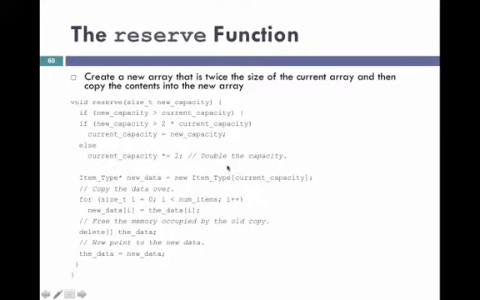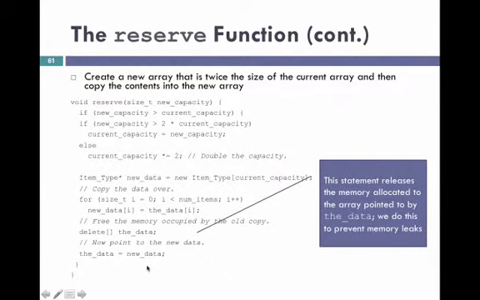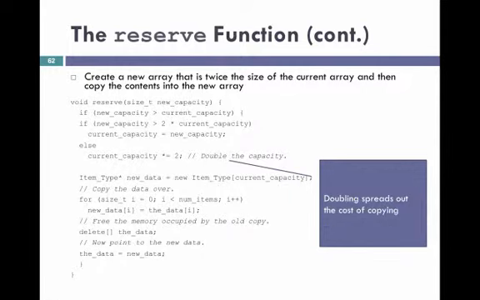Then we'll allocate a new array using our C++ new operator. We'll copy data from the old array to the new array. We free the memory that was occupied by this old array, and we point the data to this new array. So the reason for freeing this data is to prevent memory leaks. And by doubling it each time, it sort of spreads out the cost of copying this data.